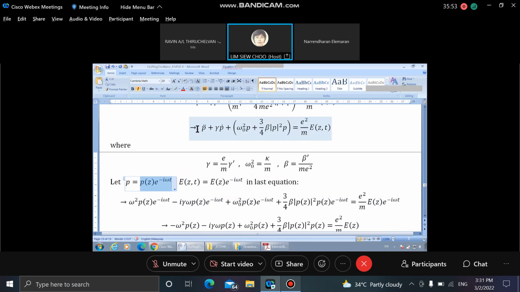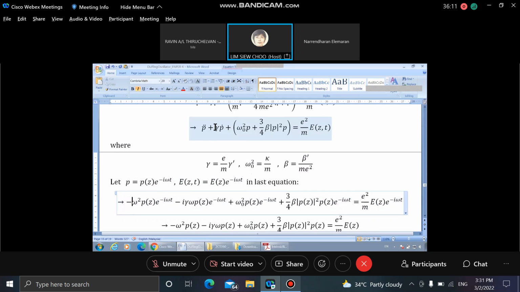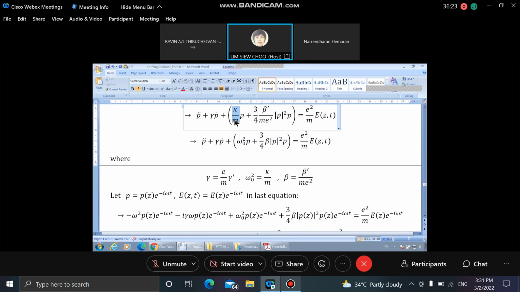So as I said, the double dot will work on here. You have the negative omega square. This one, you have the minus I omega. When you put into here, it doesn't change. Omega naught square p, no change. So this one multiplies with the conjugate, multiply with itself. You will get things like this.